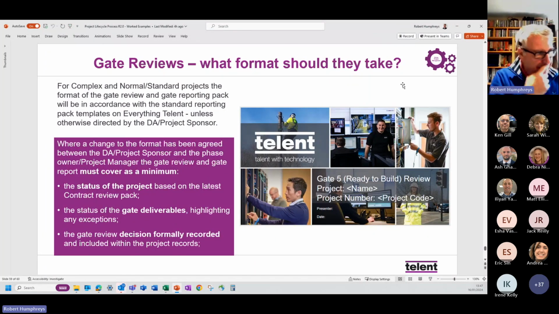The key thing is that there is that minimum that you're looking to achieve. What is the status of the project based on your latest contract review pack? What's the status of your gate deliverables?